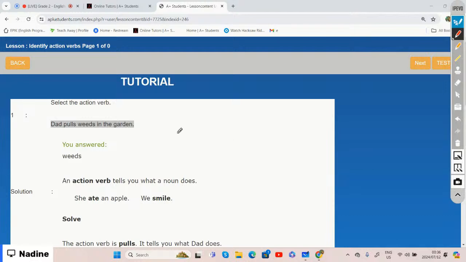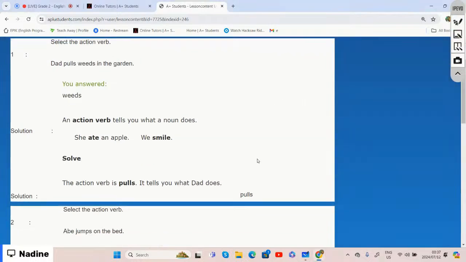All right, and if we were to select the action verb, then we can say dad pulls weeds in the garden. So dad pulls weeds in the garden, right? So pulls, it tells us what dad is doing. So well done. Pulls is correct.